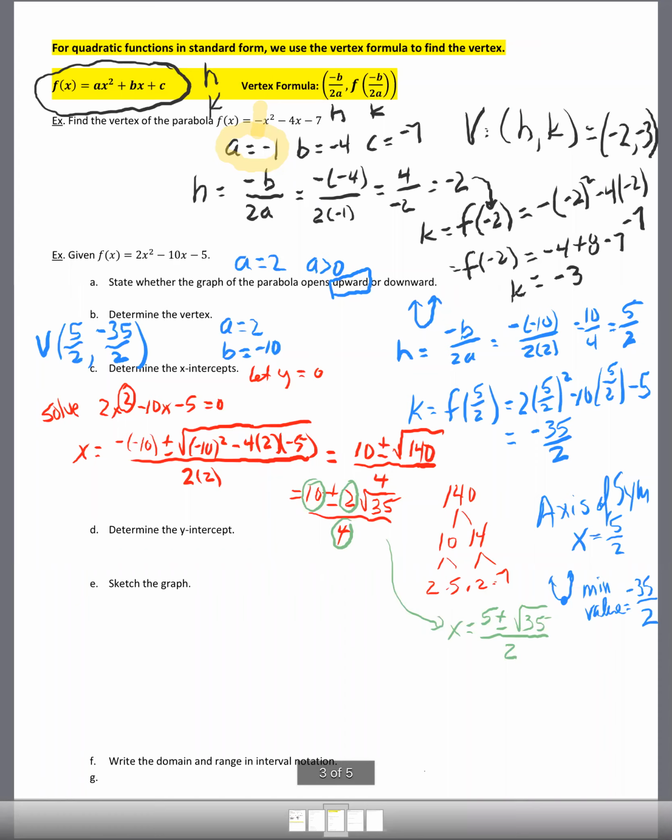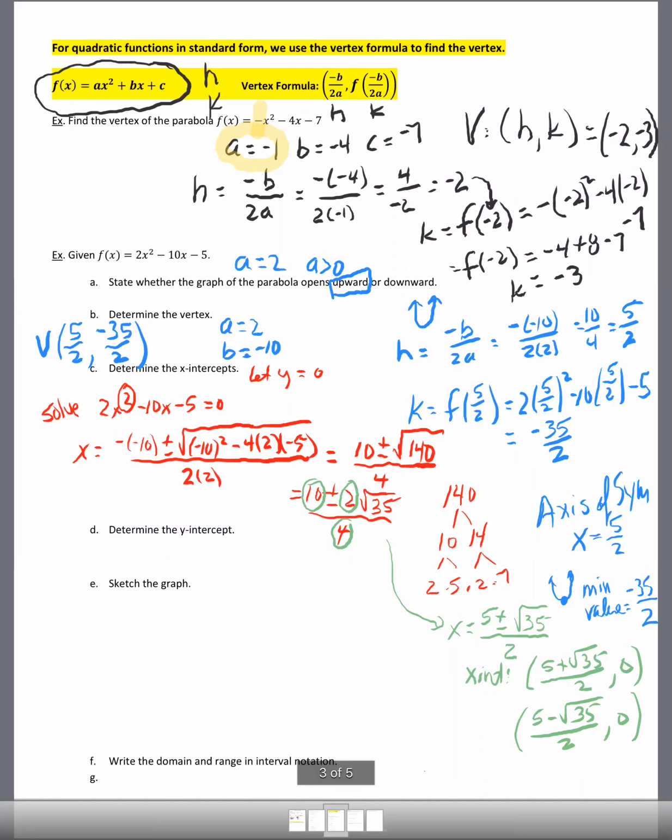So if you go to your graphing calculator and you try to look to see where the x-intercepts are, they're there, but it's not going to be something you can read, unfortunately. Our x-intercepts, one of them is 5 plus the square root of 35 over 2, comma 0. And the other one is 5 minus the square root of 35 all over 2, comma 0.